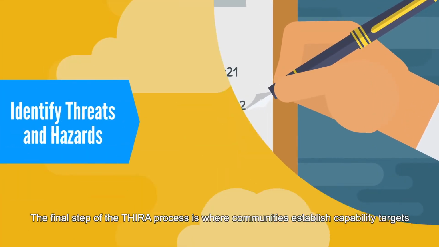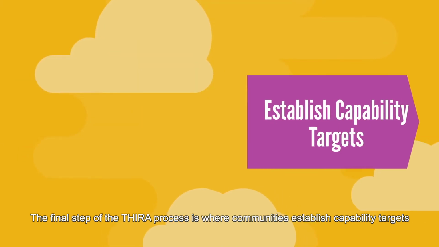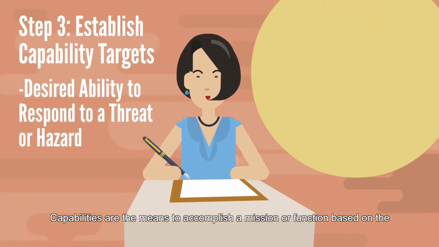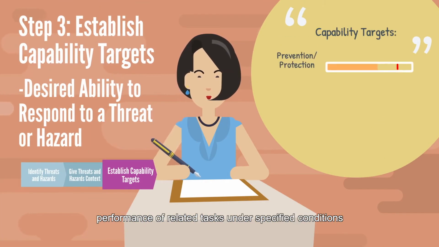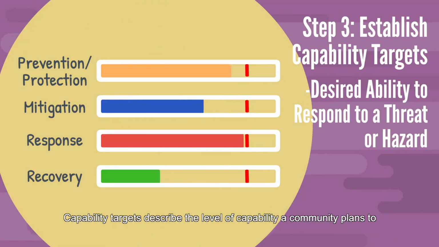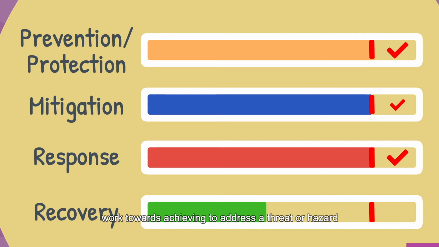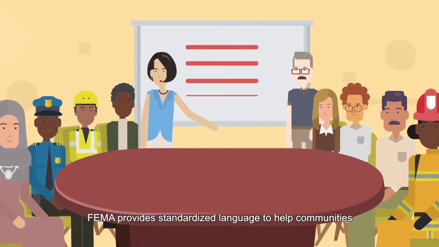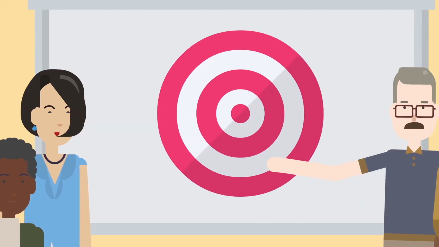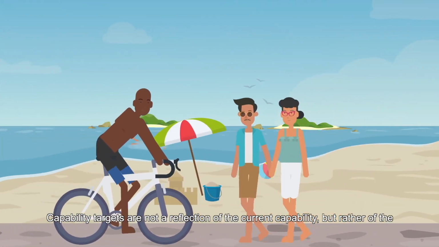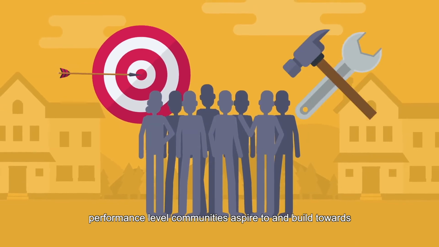The final step of the THIRA process is where communities establish capability targets. Capabilities are the means to accomplish a mission or function based on the performance of related tasks under specified conditions. Capability targets describe the level of capability a community plans to work towards achieving to address a threat or hazard. FEMA provides standardized language to help communities craft their targets. Capability targets are not a reflection of the current capability, but rather of the performance level communities aspire to and build towards.